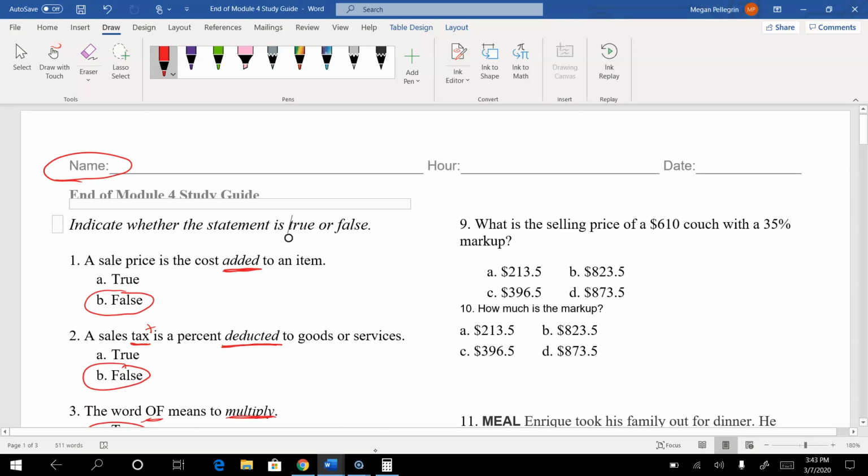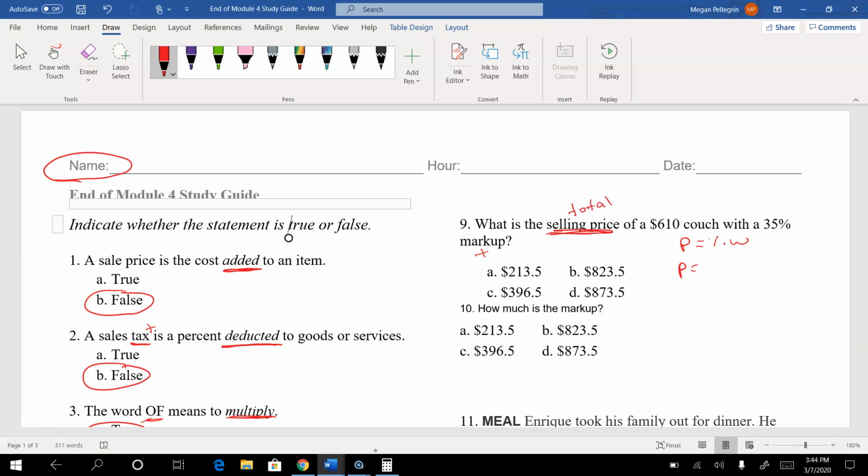Okay, so number 9, what is the selling price of a couch with a 35% markup? Okay, so markup meaning added to. So percent is equal to the percent times the whole. So we have two ways. If we do the percent as a markup, we want to know what the selling price is. So in other words, we want to know the total.